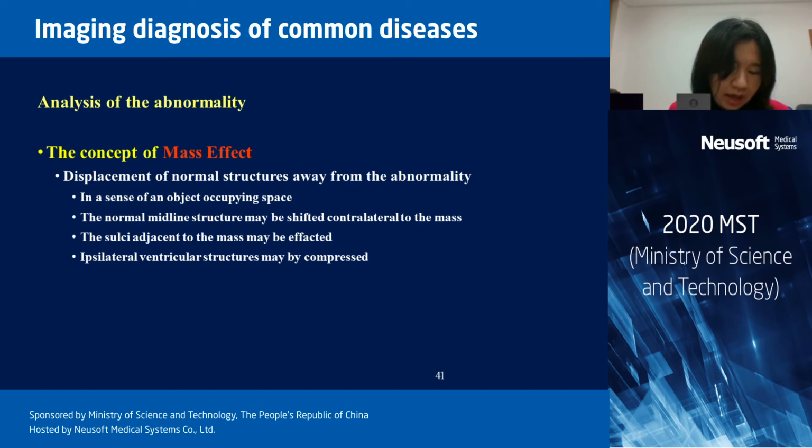How can you analyze the abnormalities on brain CT or MRI? We should find the mass effect: displacement of normal structures away from the abnormality. In the sense of an object occupying space, the normal midline structures may be shifted contralaterally to the mass. Ipsilateral ventricular structures may be compressed.